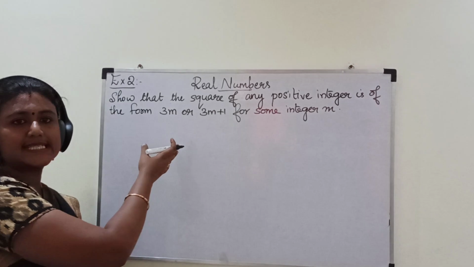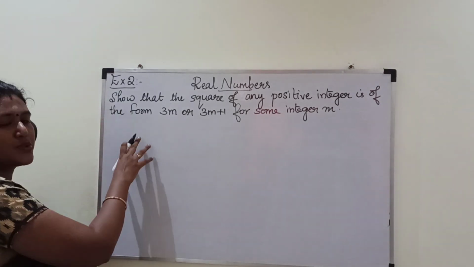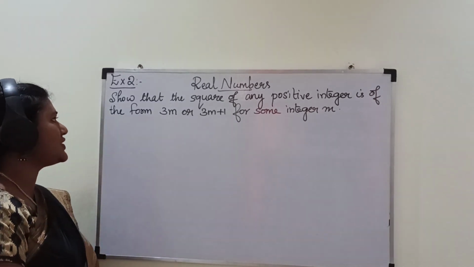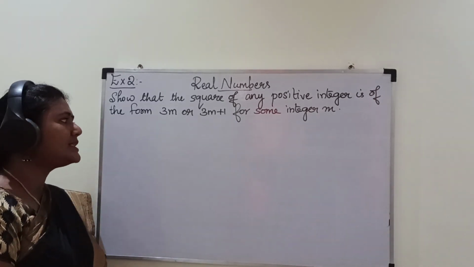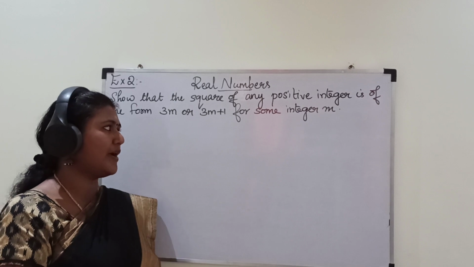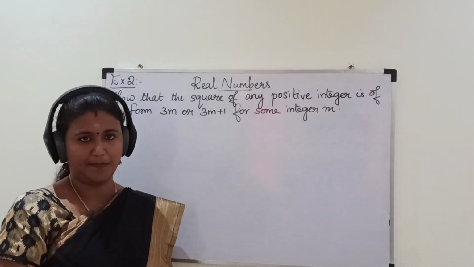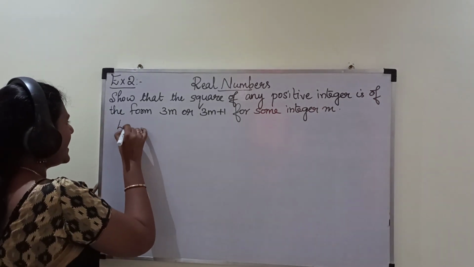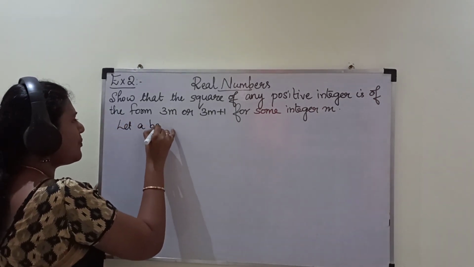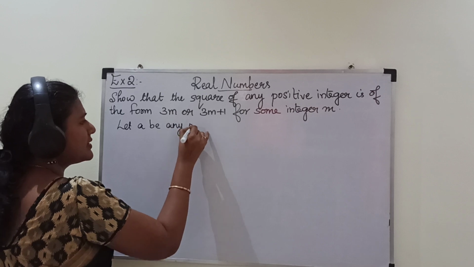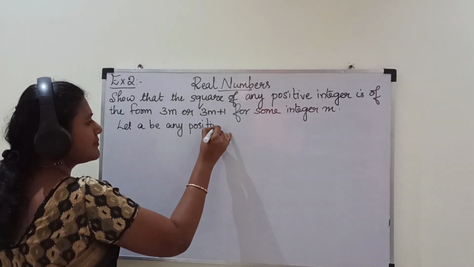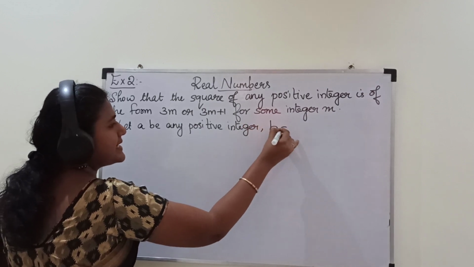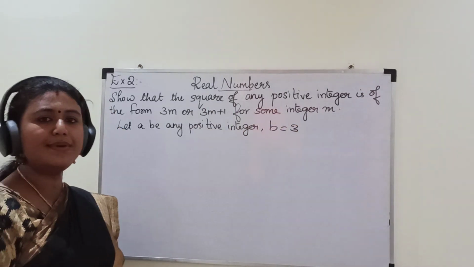We will see the second example. Here the question is: show that the square of any positive integer is of the form 3m or 3m plus 1 for some integer m. Like our previous question, here also we will take a to be any positive integer, and we'll take b as 3.